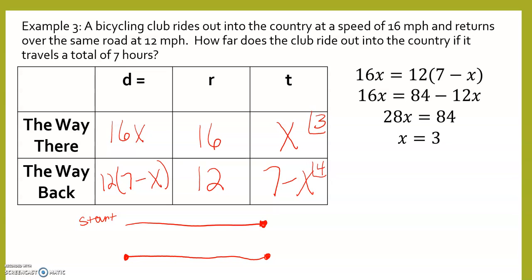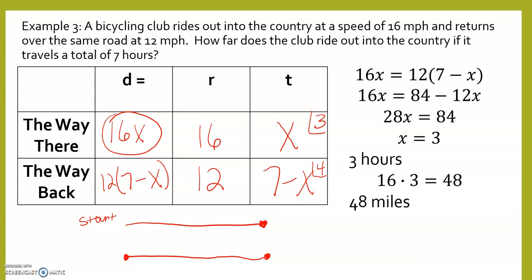But the question asks, how far does the club ride out into the country if it travels a total of 7 hours? So we're going to use our formula for the way there and our distance, 16x. But we now know that x equals 3. So we do 16 times 3, and that equals 48. They rode 48 miles out into the country.